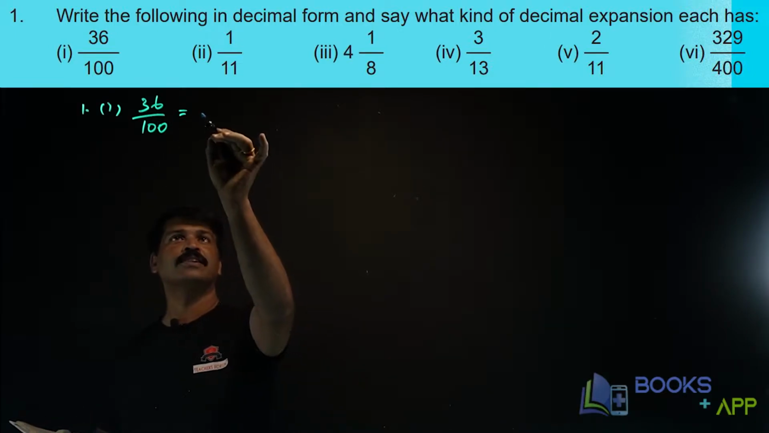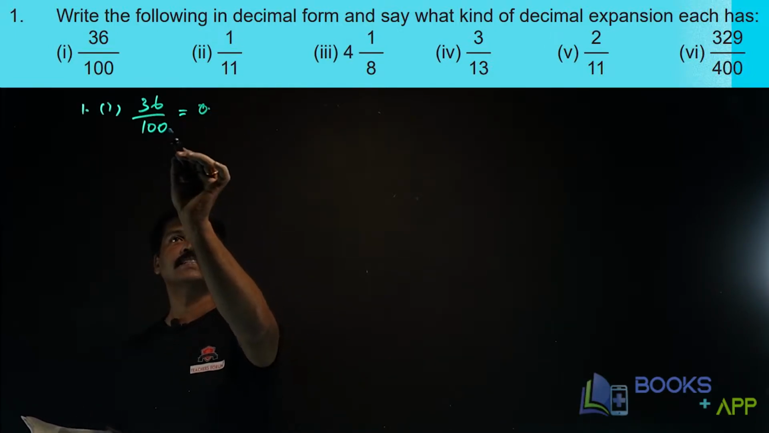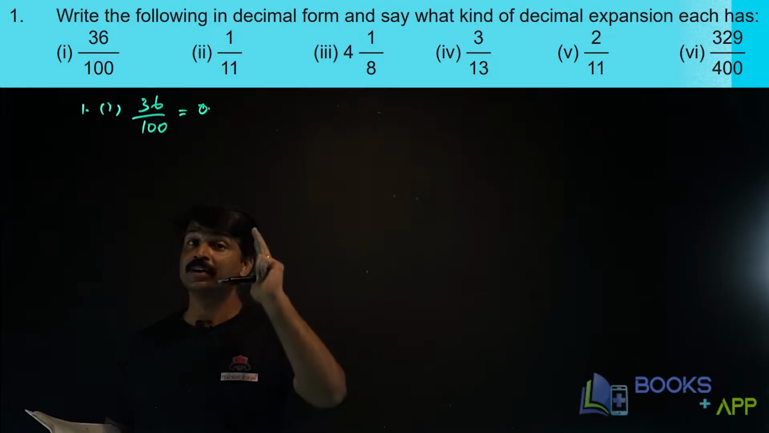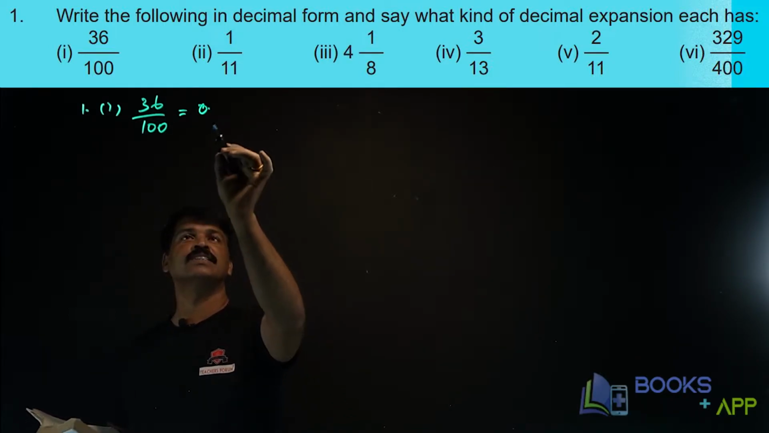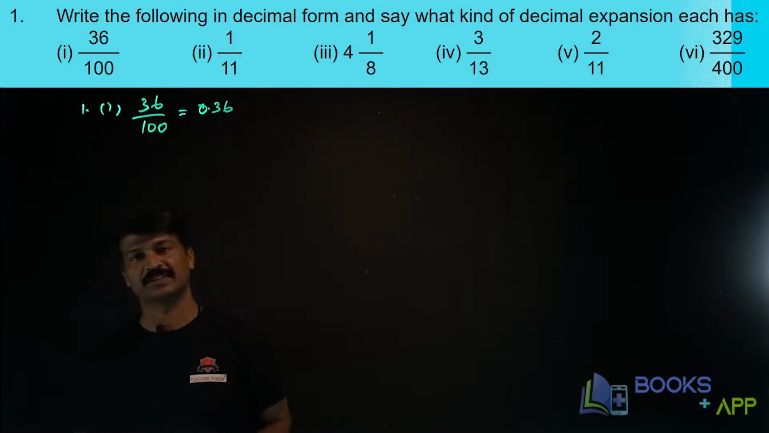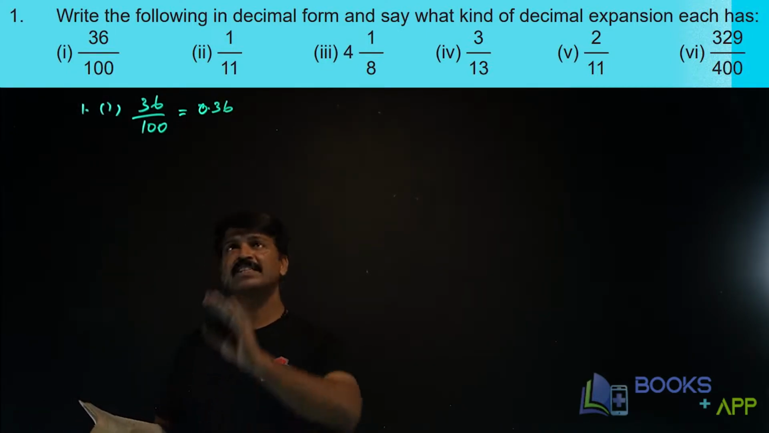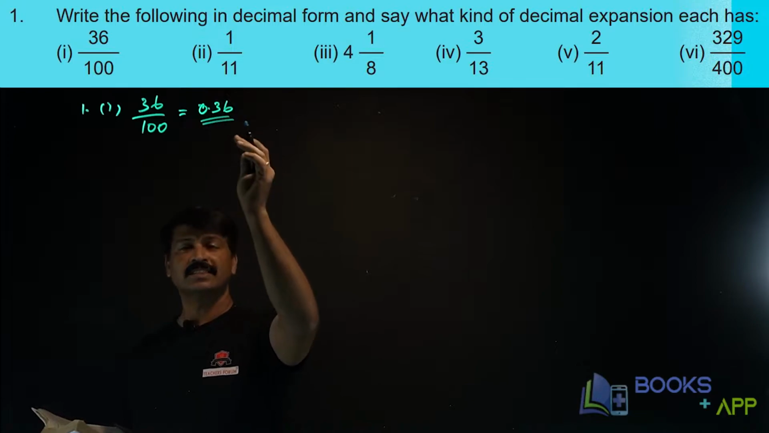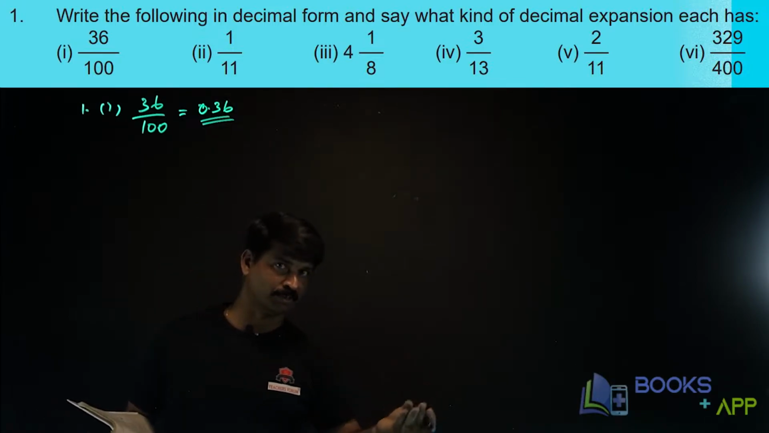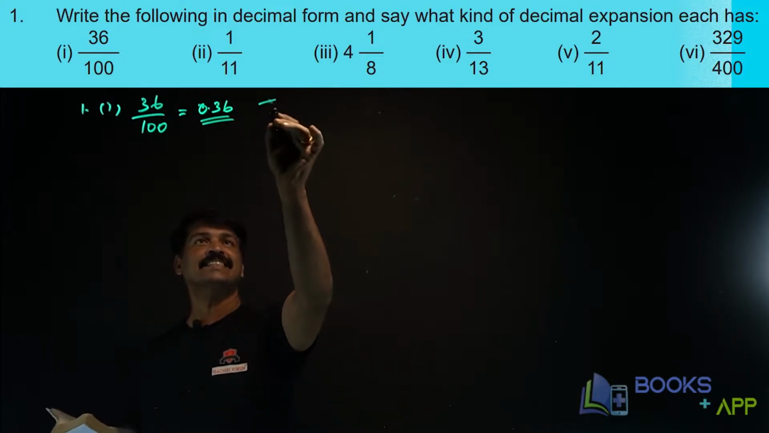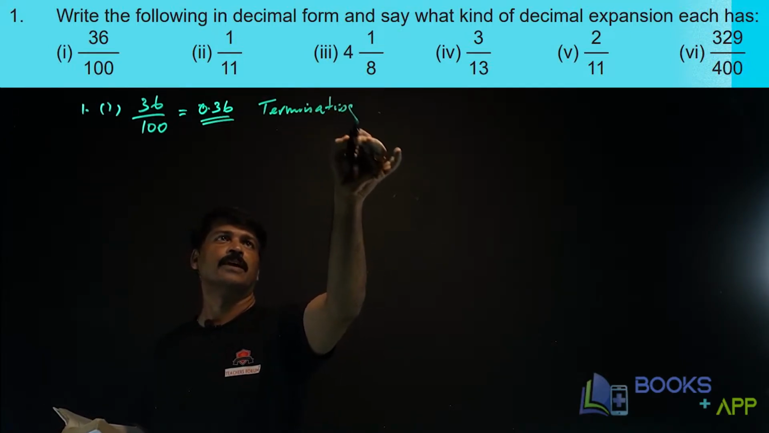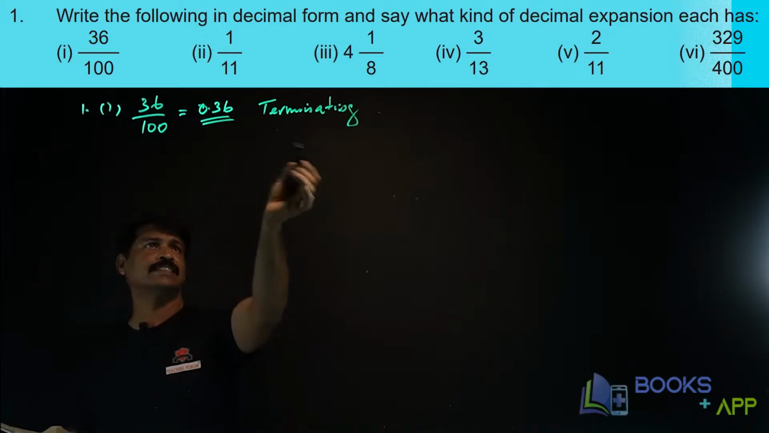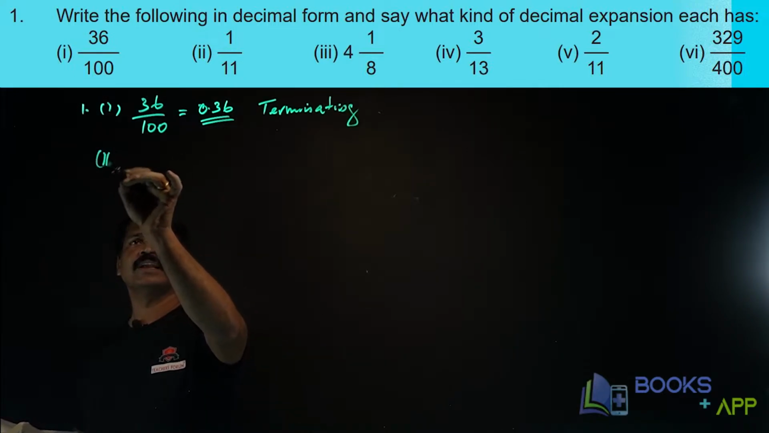So 36 by 100 is equal to 0. Yes, it has two zeros, so there should be two places after the decimal point. So 36 by 100 is equal to 0.36. So what type of decimal expansion does it have? Is it terminating or non-terminating? Yes, it is terminating. It stops. So 36 by 100 has a terminating decimal expansion.